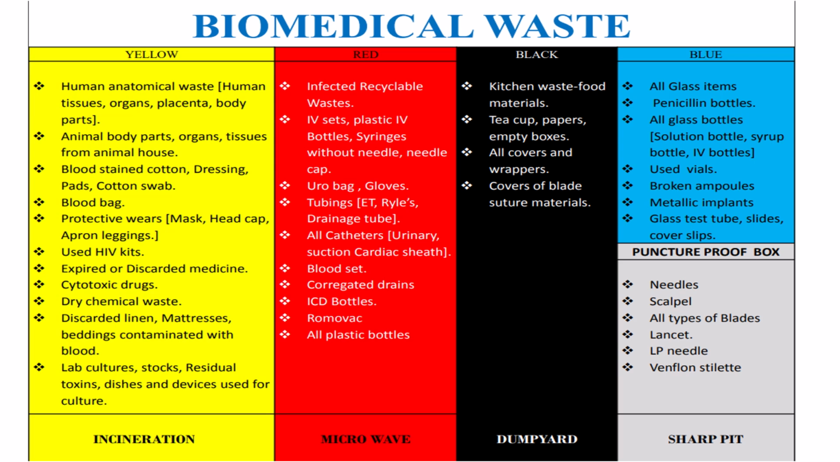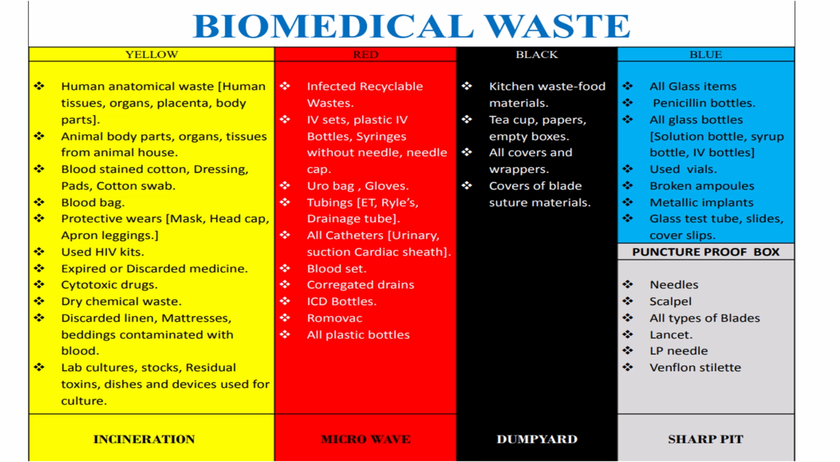So it may be tissues, organs, placenta or body parts, and bloodstained cotton, dressing pads, cotton swabs, blood bag, protective wear such as mask, head cap, apron, leggings, used HIV kits, expired or discarded medicine, cytotoxic drugs, dry chemical waste, discarded linen, mattress, beddings contaminated with blood, lab culture stocks, residual toxins, dishes and devices used for culture. All these are kept in the yellow, and the treatment is by incineration.